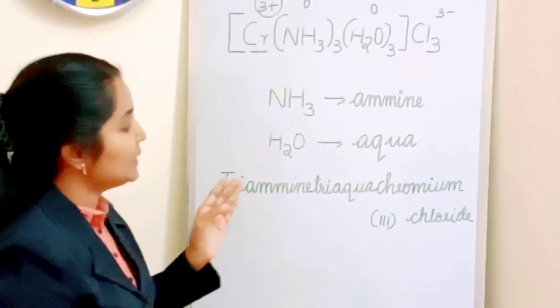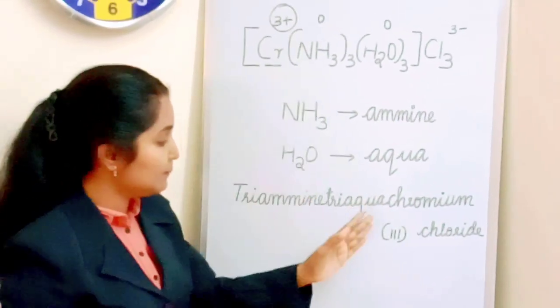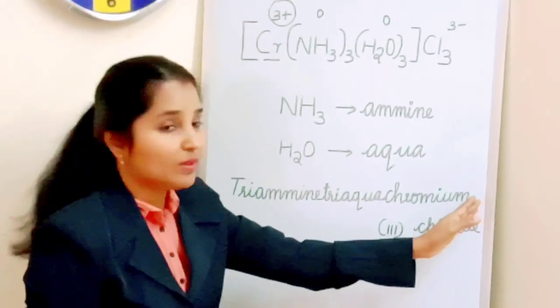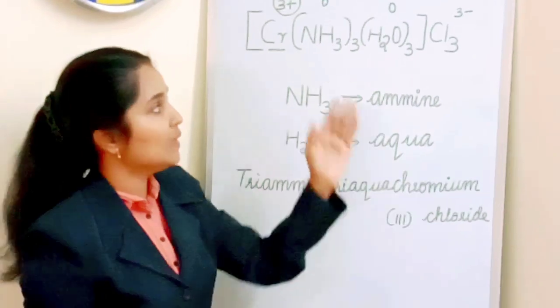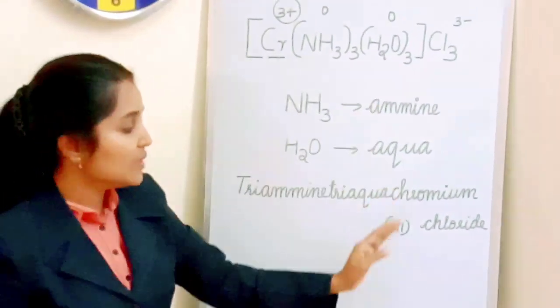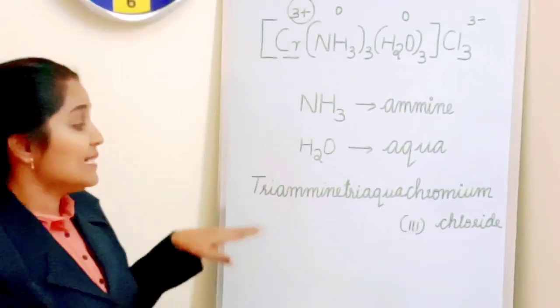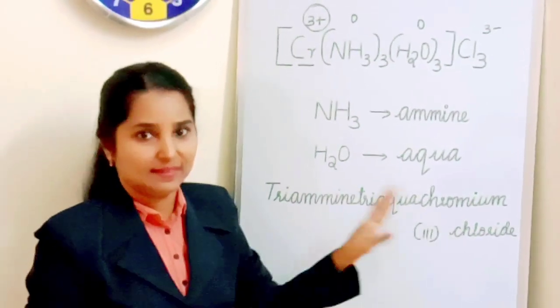So triammine, triaqua, chromium, the central metal atom, and then 3. 3 is its oxidation state. Up to that we will write without leaving any space. And then we can write what is outside the coordination entity, that is chlorine. So we will write chloride. Okay. So the name is triamminetriaquachromium(III) chloride.